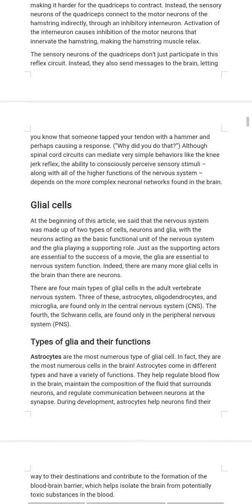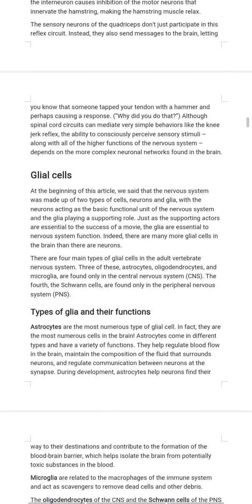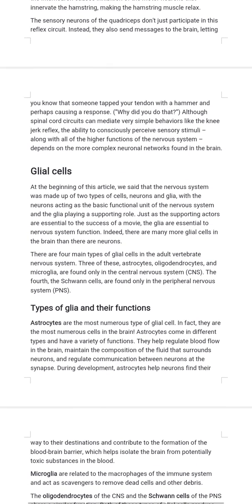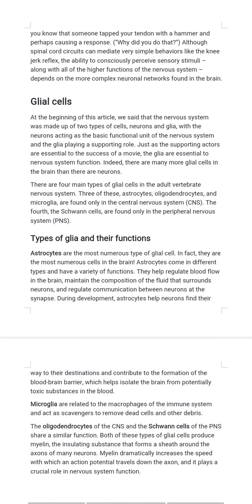Glial cells. At the beginning of this article, we said that the nervous system was made up of two types of cells, neurons and glia, with the neuron acting as the basic functional unit of the nervous system and the glia playing a supporting role. Just as supporting actors are essential to the success of a movie, the glial cells are essential to nervous system function. Indeed, there are many more glial cells in the brain than there are neurons. Types of glial cells and their functions.